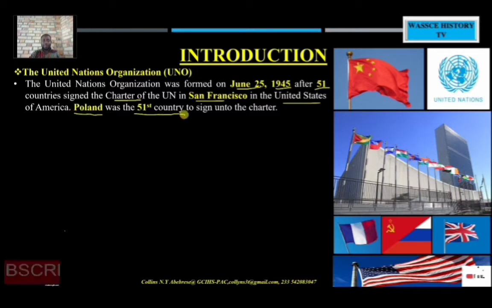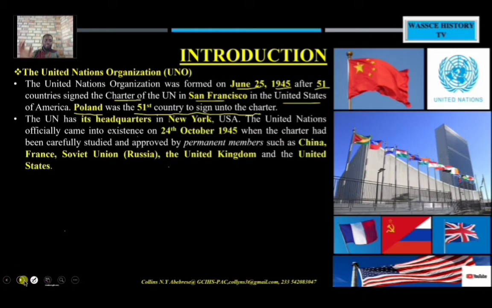And Poland was the last country which signed the charter. So Poland was the 51st country to sign the charter as at that time in 1945. Good. And don't forget that this is an objective topic, and therefore they can ask you anything at all, the names and so on.